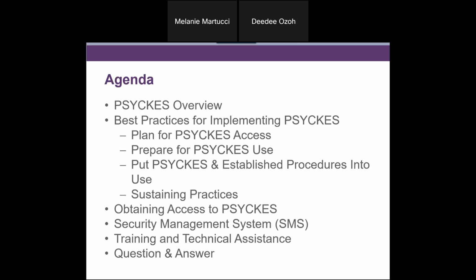Then we'll discuss the process for how your organization can obtain access, including the process of requesting access to PSYCKES, and I'll cover who is eligible for PSYCKES access. And then for those of you on the call today who may be your organization's security manager, you'll be using the OMH Security Management System, also called SMS. So we'll go into some details about the SMS application and talk about how you can enroll and manage PSYCKES users at your agency. Then lastly, I'll go over training and technical assistance, and we'll pause at the end to answer any final questions.